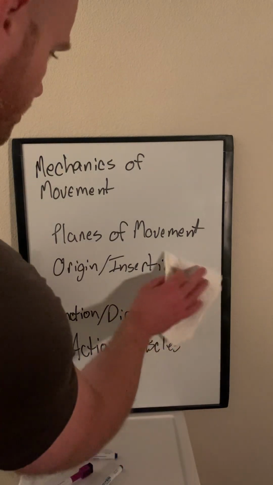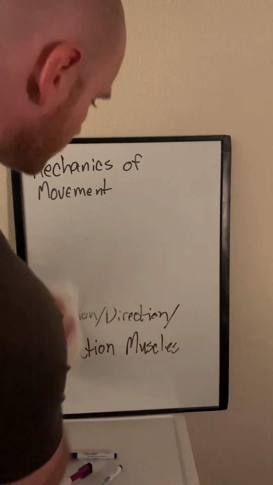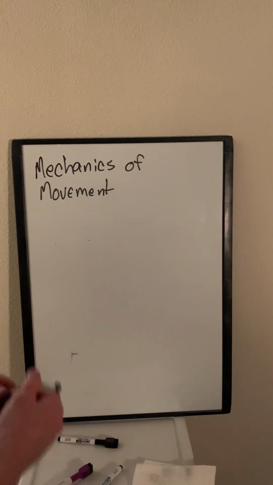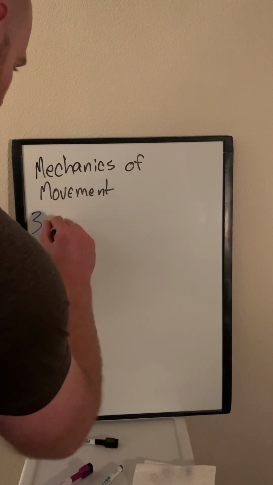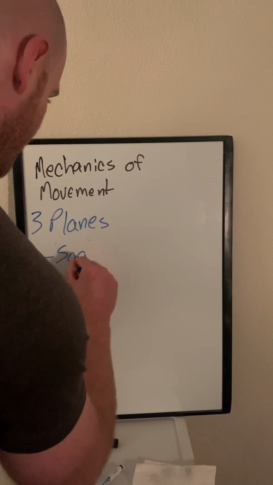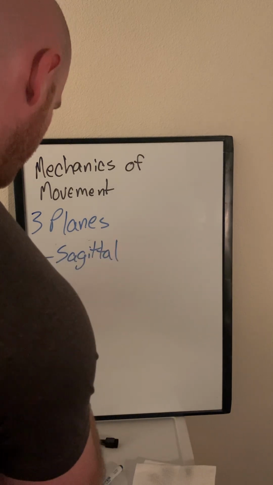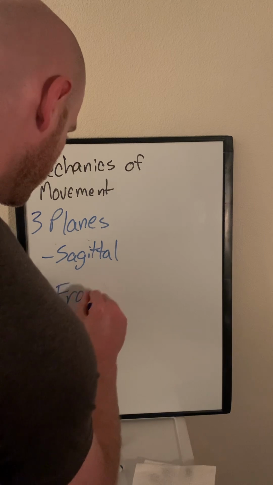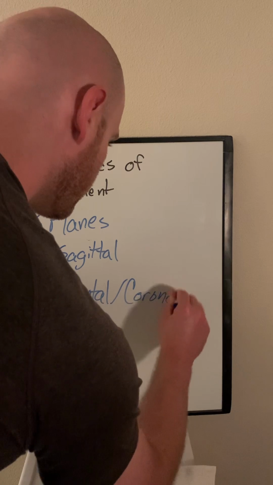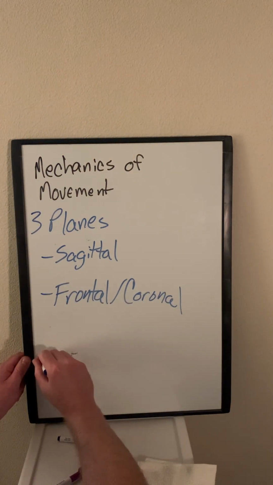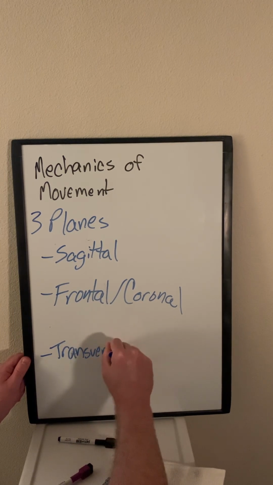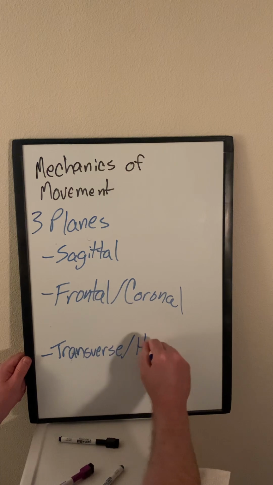So first off, we're going to start with the planes of movement. And we'll use a little description for each one. Okay, so there are 3 planes. The first one is going to be the sagittal plane. The second is going to be the frontal or coronal plane. And then the third is going to be the transverse or the horizontal plane.